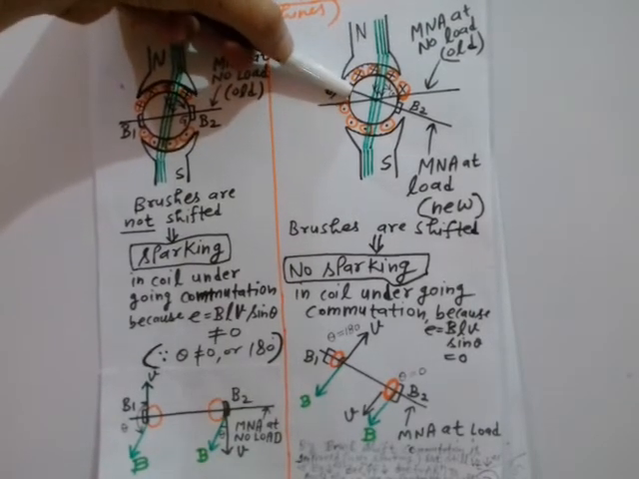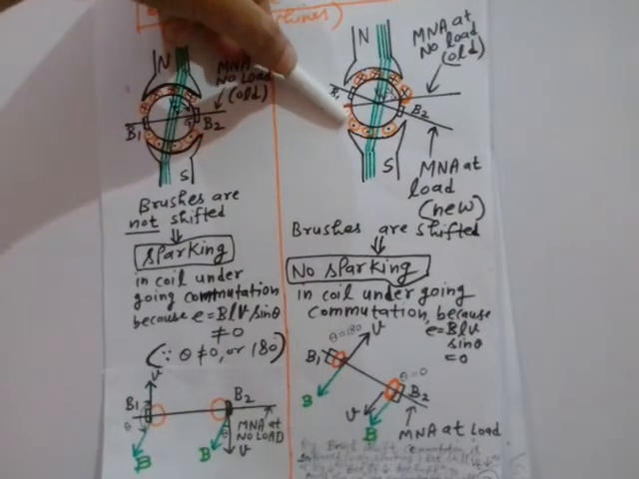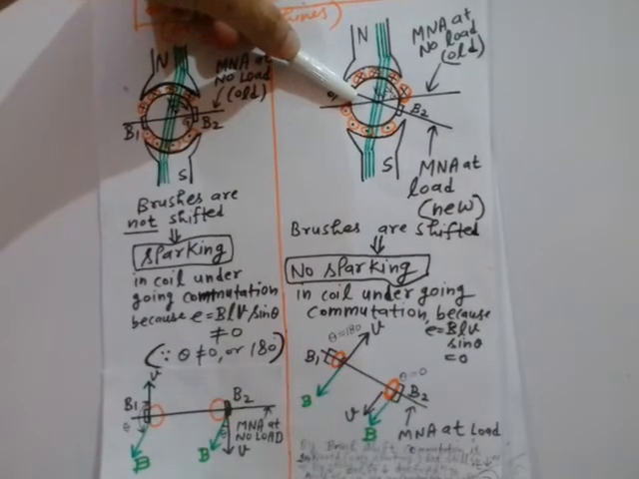So the position of the brush has now shifted, and when this coil after rotation is shorted by this brush width, since it has no rotational voltage, it will definitely not give any sparking, for sure, no dichotomy in that.